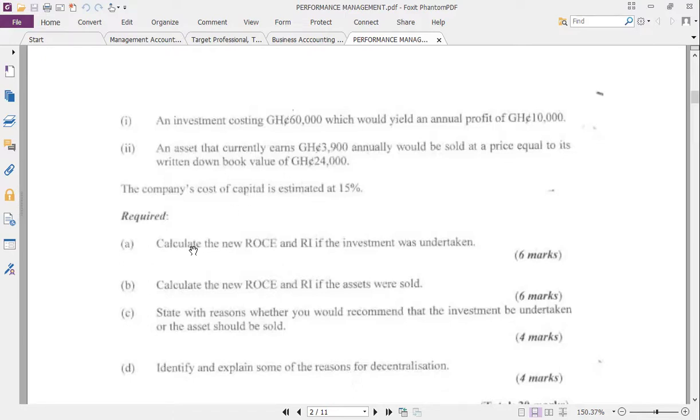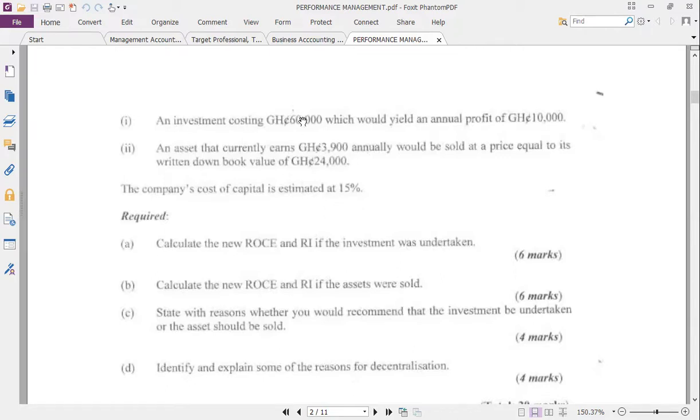Now look at the questions. The questions are critical. So calculate the new ROCE. That's the return on what? Capital employed, which is also called the return on investment. And the residual income if the investment was undertaken, just the investment.